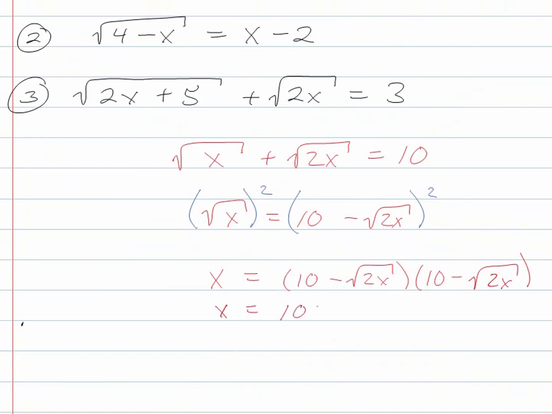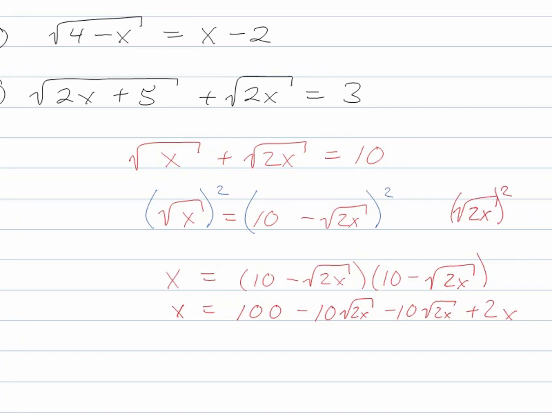So then I have 100 first, outer, inner, last, right? Because if I have the square root of 2x times itself, that'd be the square root of 2x squared, right? And then I end up with this. I'm just rearranging the terms.